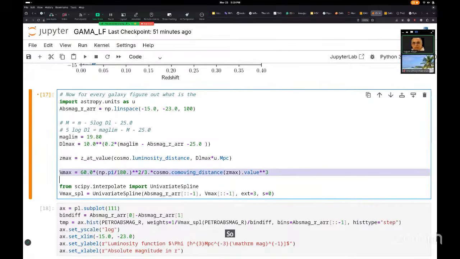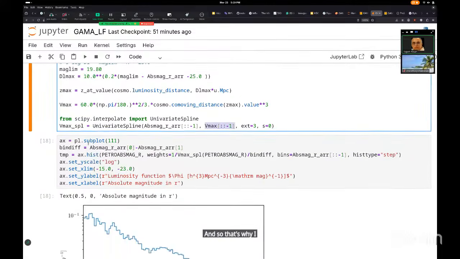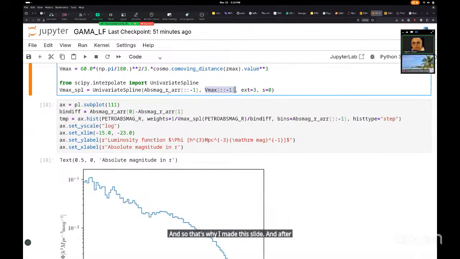So now that I have the Vmax, this Vmax is related to the absolute magnitude. But I need to calculate this for each and every galaxy. So what I will do is I will put that on the spline. Okay, I will put the absolute magnitude versus volume on a spline, so that for every galaxy which has a certain absolute magnitude, I will pass that absolute magnitude and it will give me the maximum volume out to which I can see it. And so that's why I have made this line. And after this is just making a histogram, that's it.